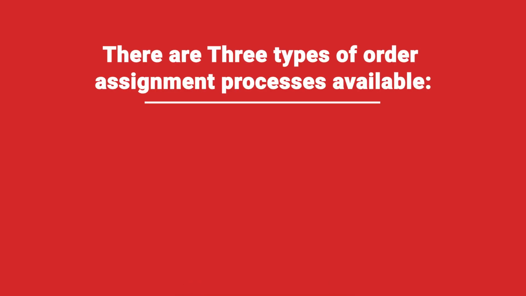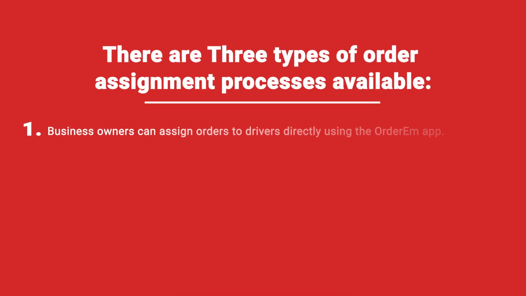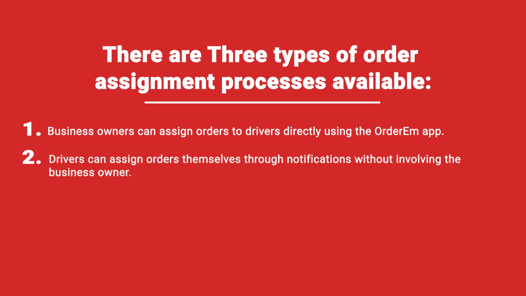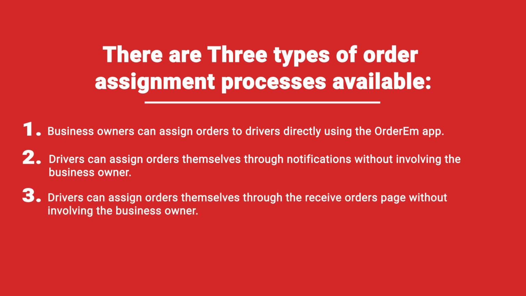There are 3 types of order assignment processes available. 1. Business owners can assign orders to drivers directly using the OrderEm app. 2. Drivers can assign orders themselves through notifications without involving the business owner. 3. Drivers can assign orders themselves through the Receive Orders page without involving the business owner. Now, let's understand the order page.